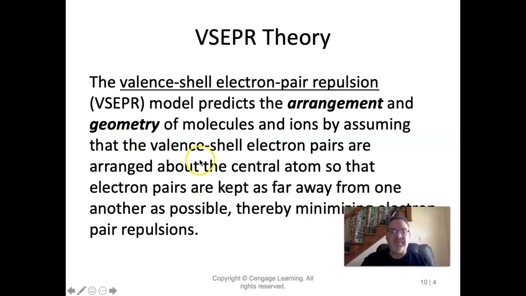But here's the key. We drew our Lewis structures. We want to focus just on the central atom. Just the central atom, not the outer ones. The central atom, and we want to see, as it says, the electron pairs around the central atom are kept as far away from one another as possible. That's where we're going to get our three-dimensionality.